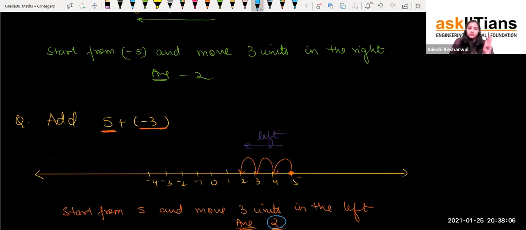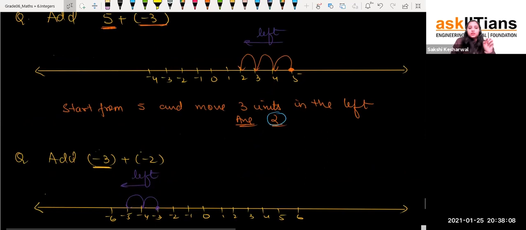Now coming to the third case. If both the numbers are negative and negative, what you are doing is adding the numbers. You went 3 and 2 positions to the left, so -3 minus 2 will be 5, and put the sign. So you got the addition. There's no need to use the number line all the time. We can directly do it like this.